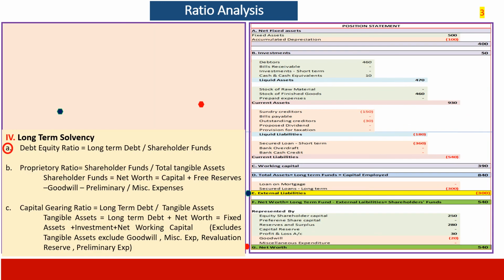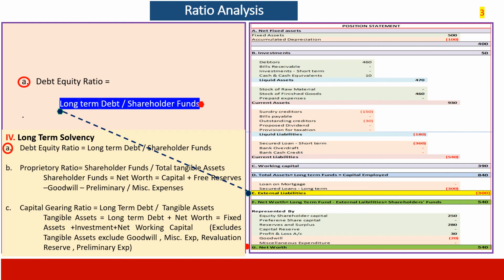Then we are into long-term solvency. Long-term solvency, we start with debt equity ratio. Long-term debt divided by shareholders funds. From the position statement, long-term funds are nothing but external liabilities. Loan, mortgage, secured loans divided by shareholders funds, which is nothing but net worth. It is talking of how much the company has borrowed and how much the company owns in funds. That is the debt and equity.